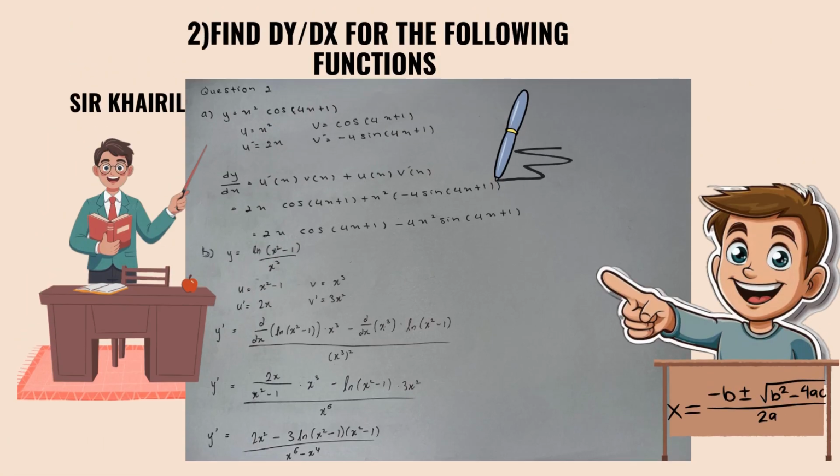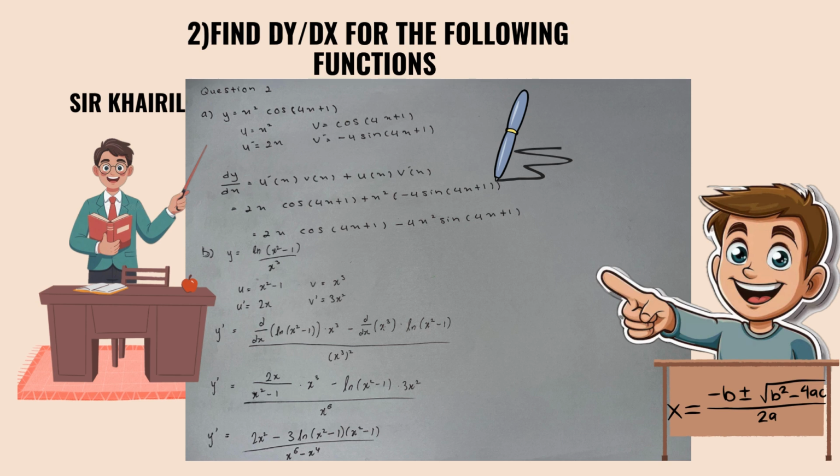Right, so for question number 2, the question is to find dy/dx for the following function, which is y equals x squared cos(4x plus 1). So the first thing we need to do is apply the product rule, where we let u equal x squared and v equal cos(4x plus 1). Then for u prime, we differentiate, and x squared becomes 2x.